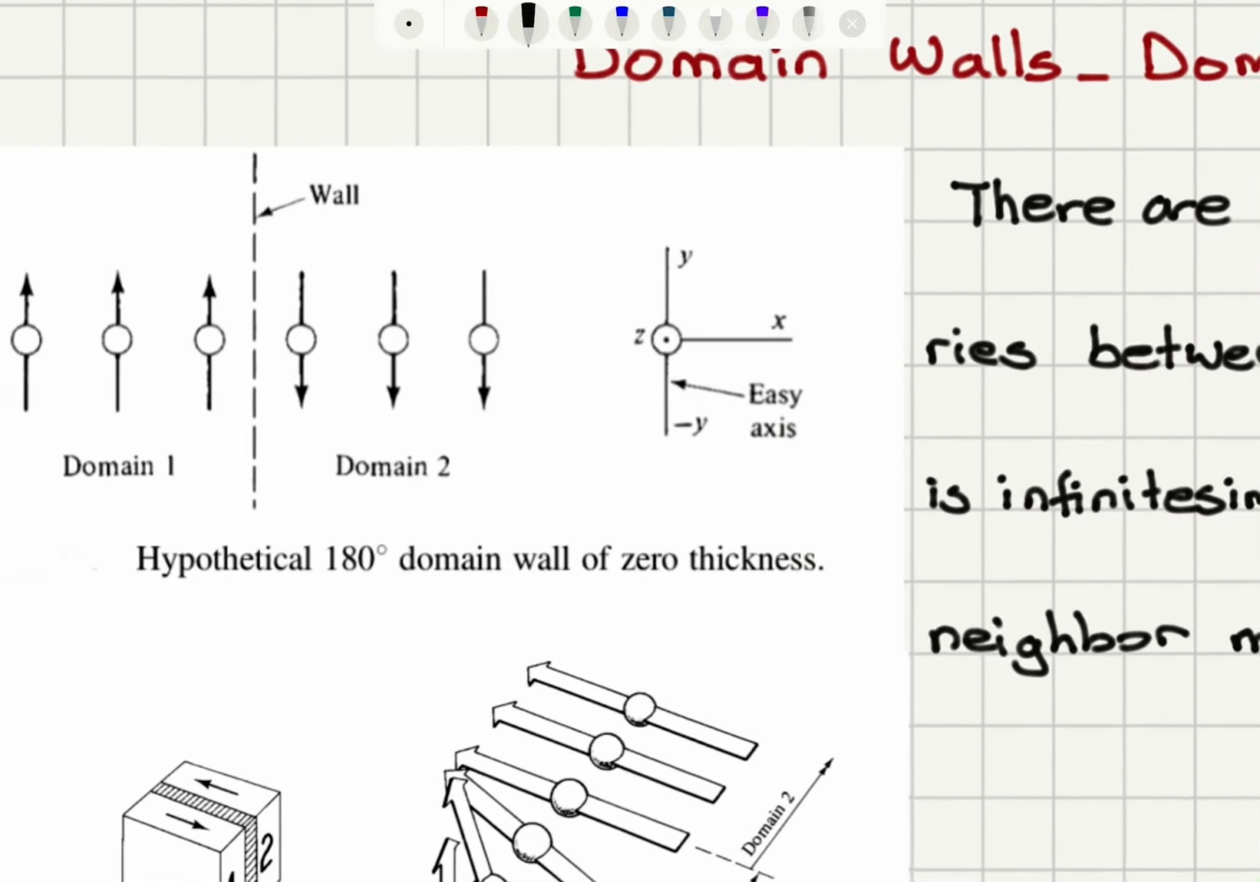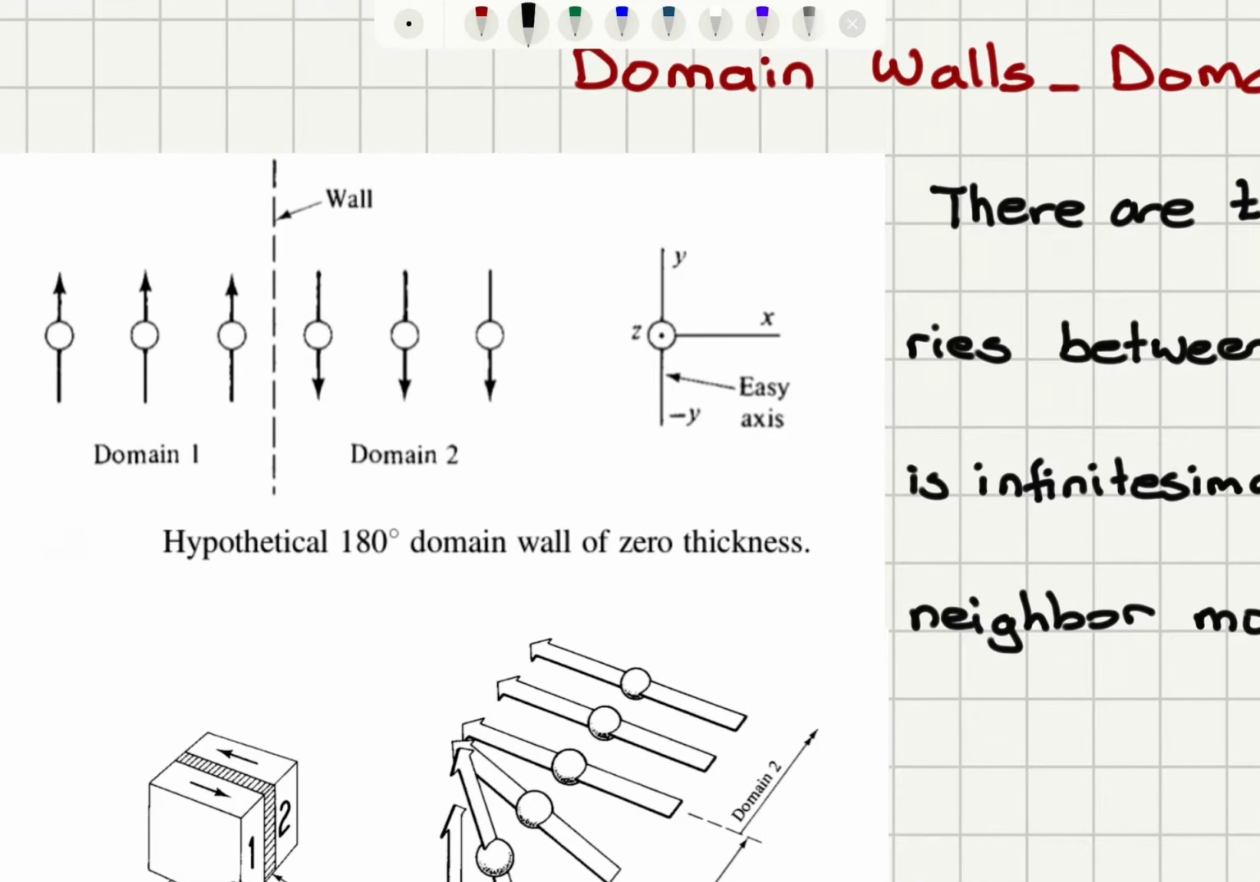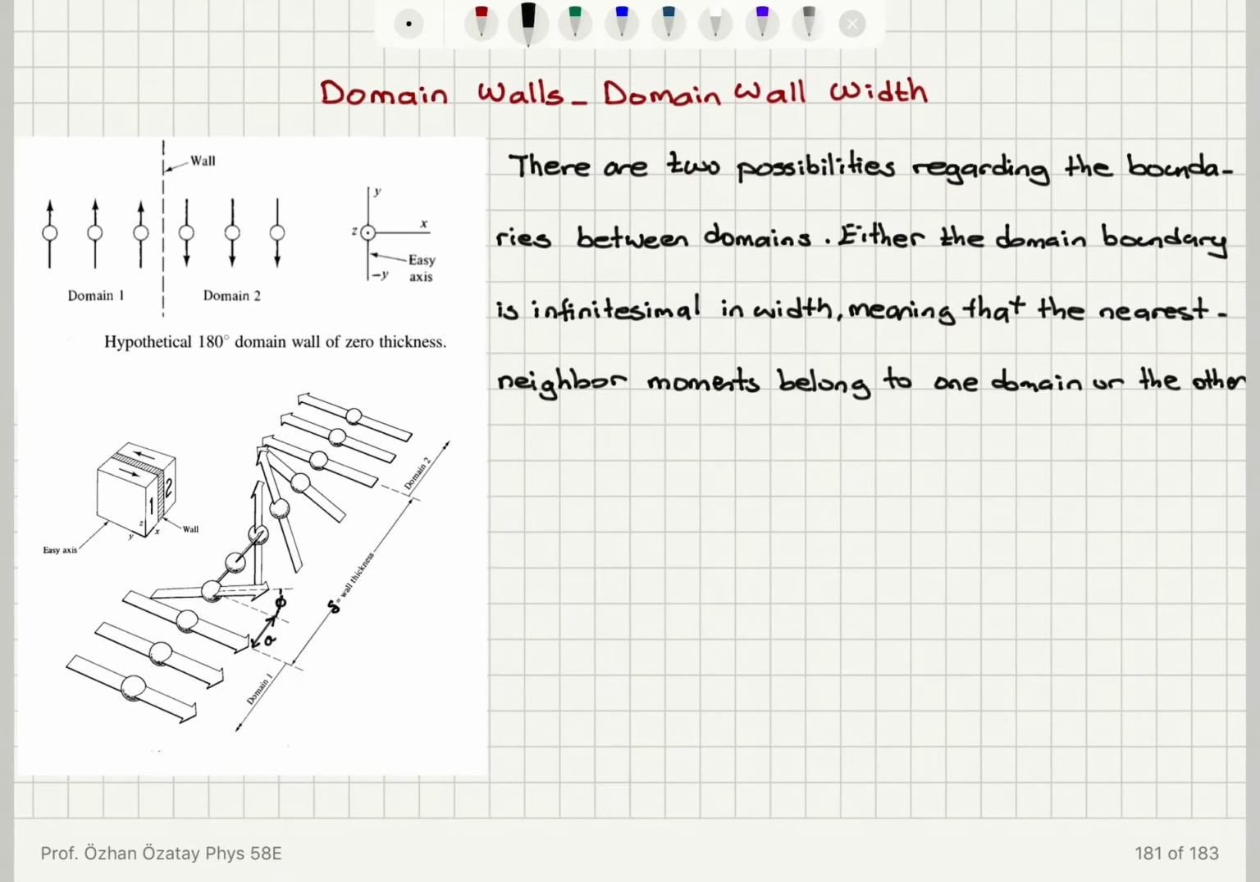And what is the problem for this configuration? As you can see, we have a ferromagnetic ordering within a domain, so J is positive. But if you look at the exchange energy between the two moments that are nearest neighbors in two different regions of the wall, this is going to be maximized. So this is going to have a cost in terms of exchange energy.